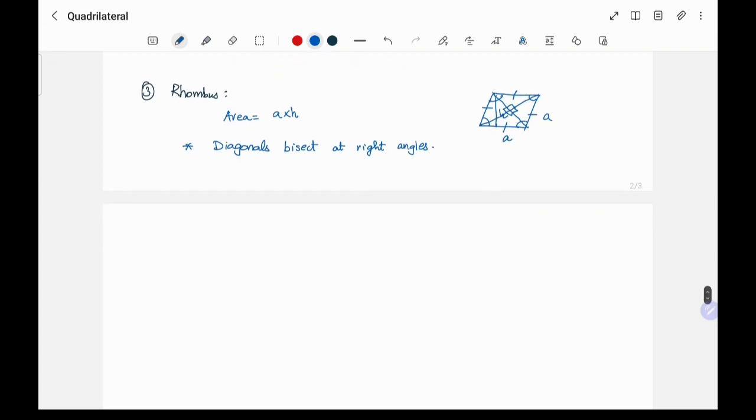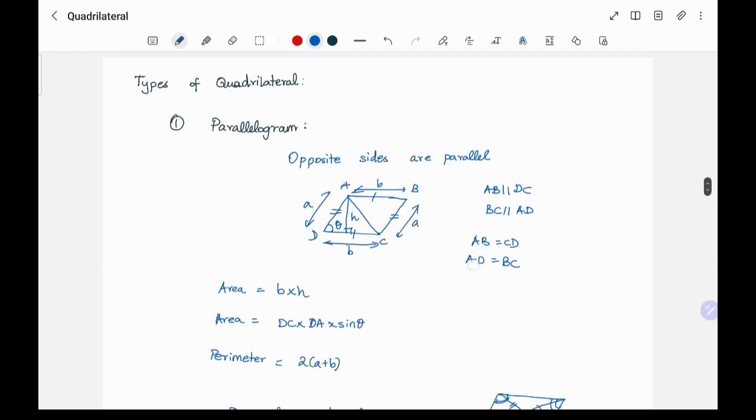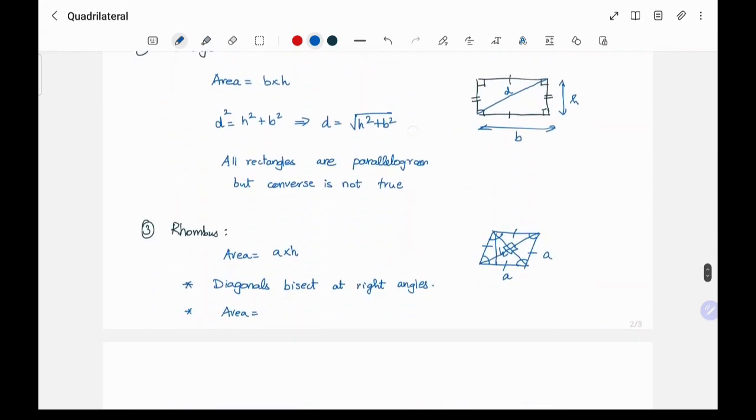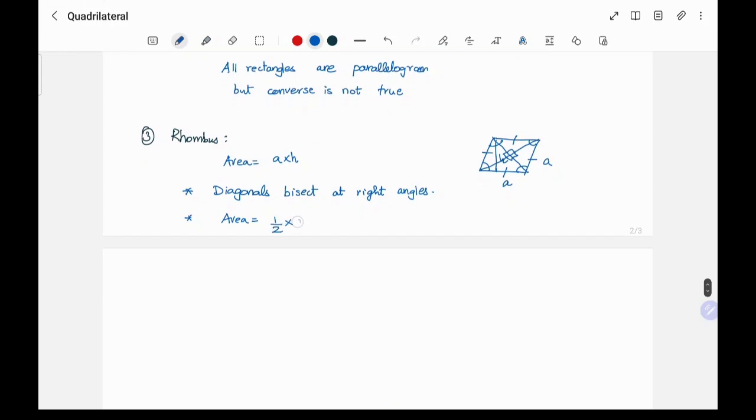So we saw the area, I think here we saw it, right? So this is the area. We know that angle phi is 90 degrees for a rhombus, so the area is nothing but half into the product of diagonals. The diagonals may not be equal, but still they bisect each other. So all properties of a parallelogram still hold for a rhombus.